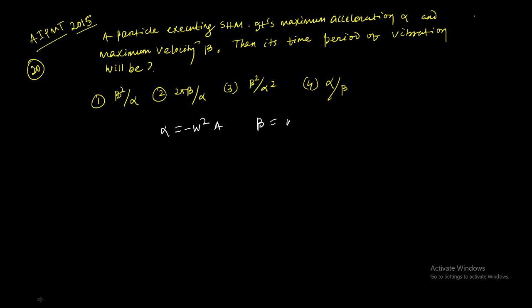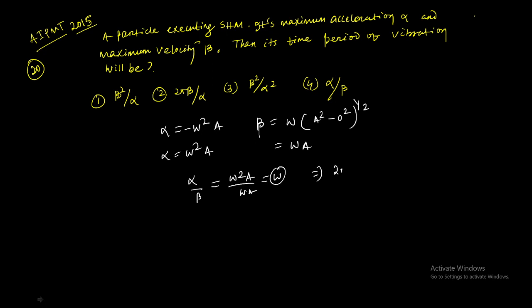And maximum velocity is beta. So beta equals omega into (a square minus 0 square) to the power half, because maximum speed is observed at the equilibrium or mean position, where the x value is 0. This is equal to omega into a. Now they are asking for the time period. If I take the magnitude, alpha will be omega square into a. So alpha by beta is simply omega square a divided by omega a, that will be omega.